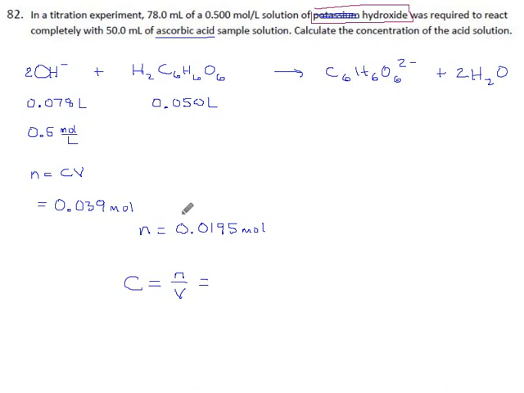0.0195 divided by, and our volume is 0.05 liters. Concentration: 0.39 moles per liter. Now, let me check the sig digs: 3, 3, 3. Sorry, my calculator gave me precisely 0.39, but we have to give that to 3 significant digits. So, okay, we can pad it out with a 0. There we are.